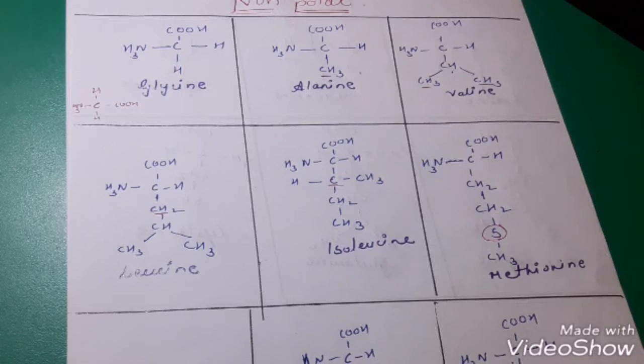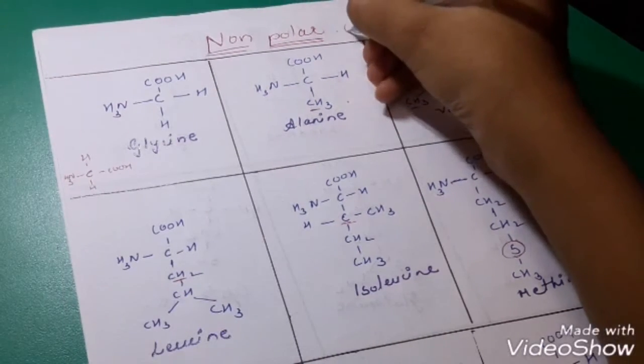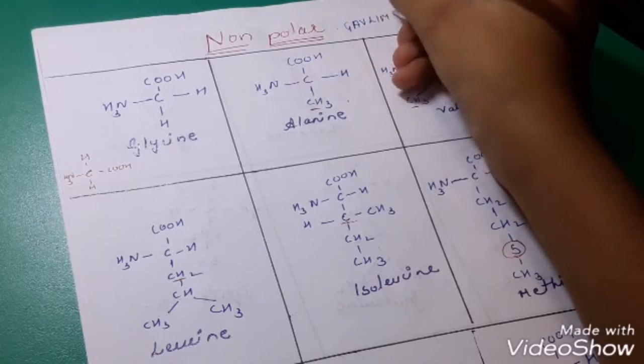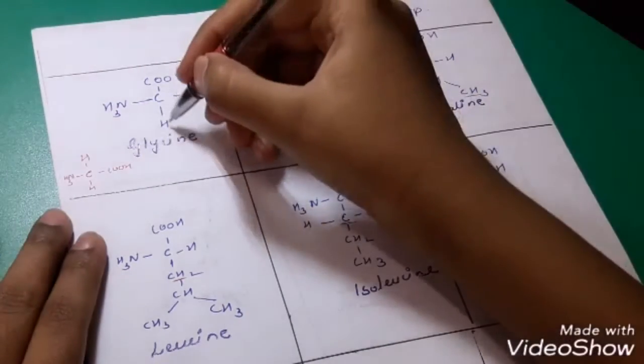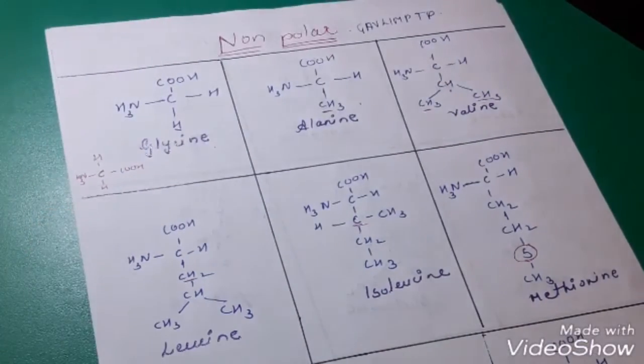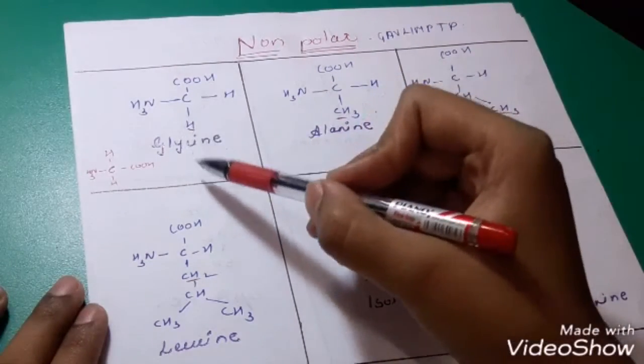The next topic is the structure of amino acids. Here are the structures of the non-polar amino acids. As we know, our mnemonic for the non-polar amino acids is GAV, LIMP, TP. The first amino acid is glycine. You can see that I have marked a red line for a few carbon atoms. It indicates that these are the extra groups which are added after the previous amino acids. You will understand it. So the first one is glycine.